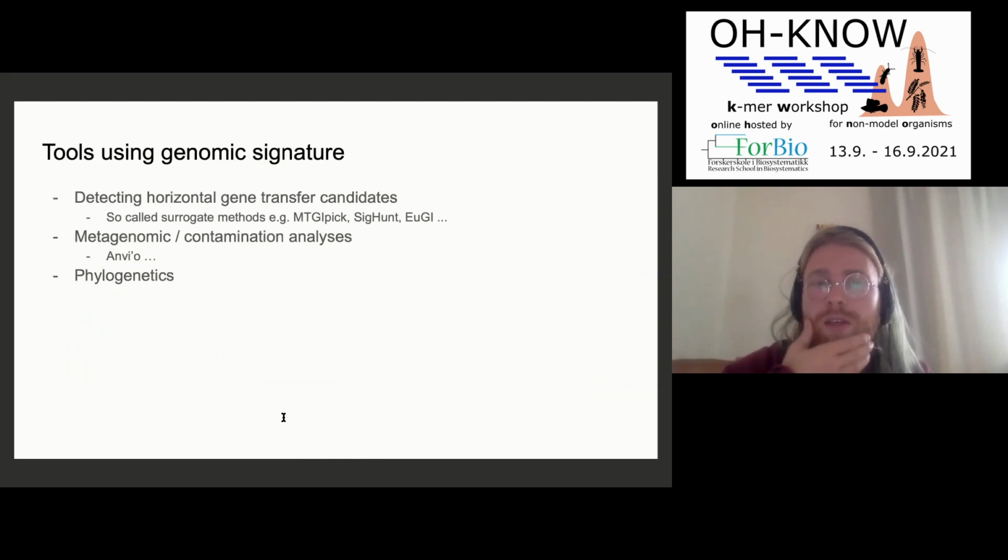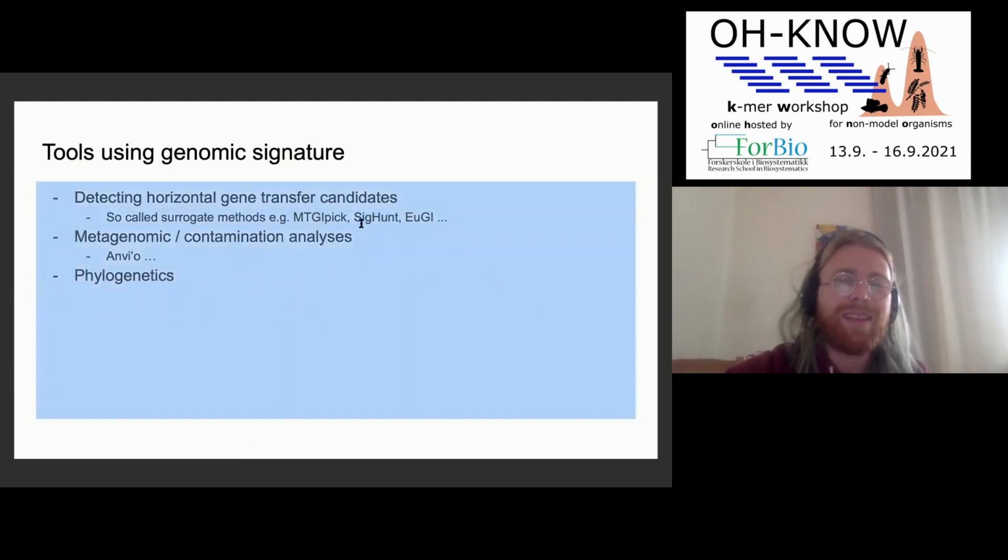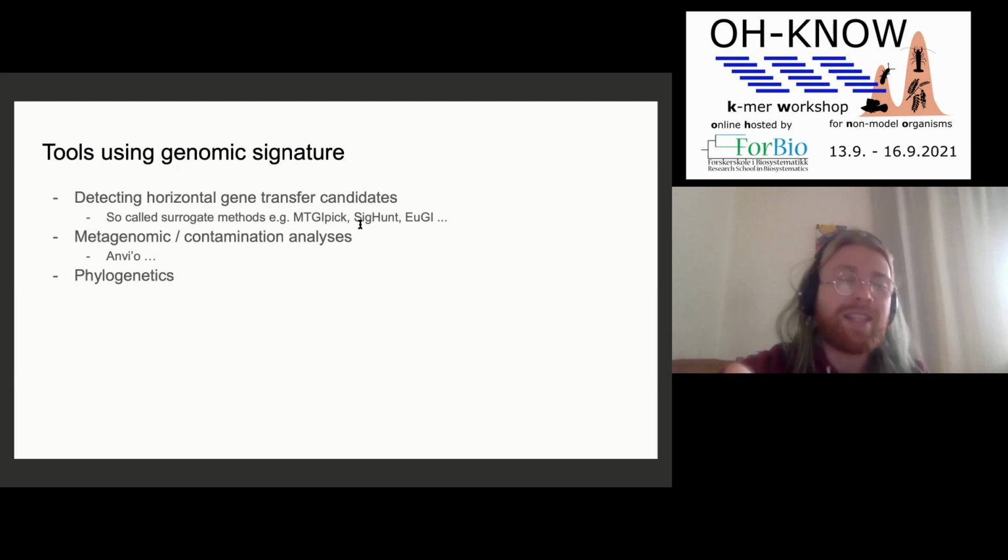So what is it actually used for? It's quite popular for detecting candidates for horizontal gene transfer. I actually authored one of the methods. It's not the very best one, I don't recommend people to use it, but this is the reason why I'm excited about it. That's why I know about it. Basically, the idea of these horizontal gene transfer methods is that they scan this genomic signature alongside the genome and find regions that deviate strongly from the rest of the genome, which is a signature of originating from a different species.